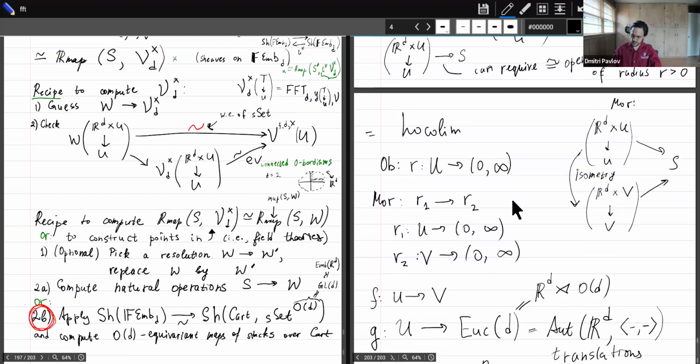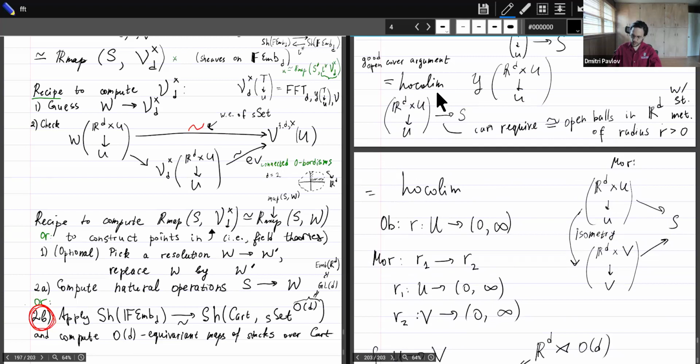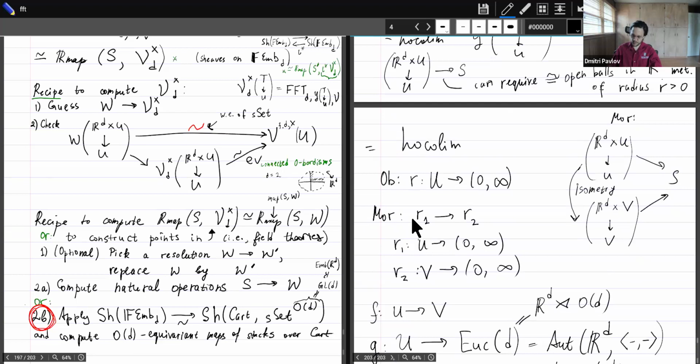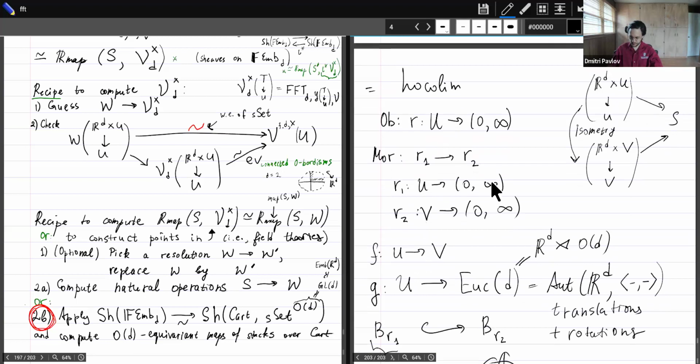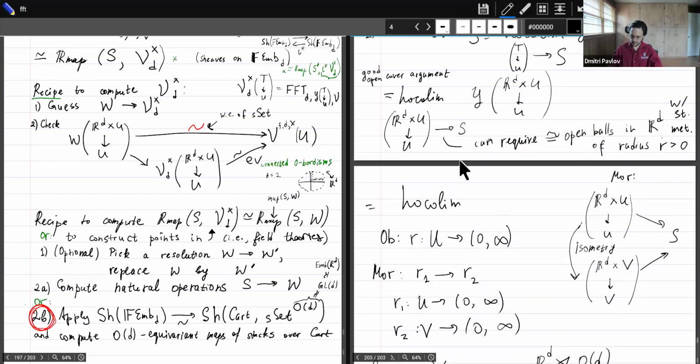And this completes the description of the category equivalent to this category here. So just to reiterate, objects will be smooth families of open disks of some radius R, or family of radii. And morphisms will be smooth families of embeddings of one disk into another. And this category will be equivalent to this comma category here. And we take the same omega of R^D times U over U here.